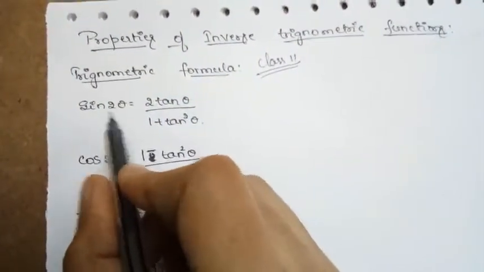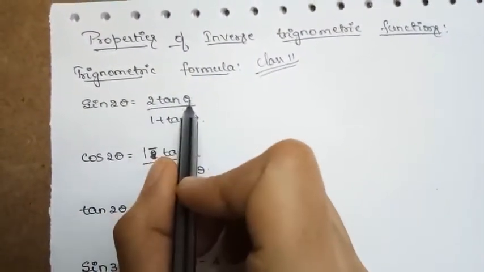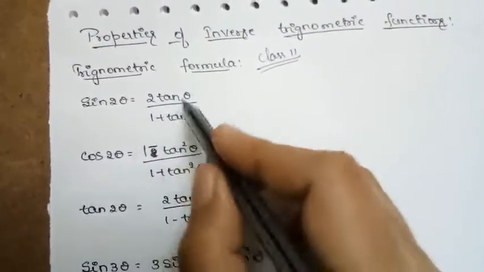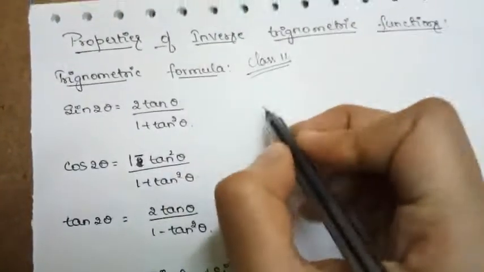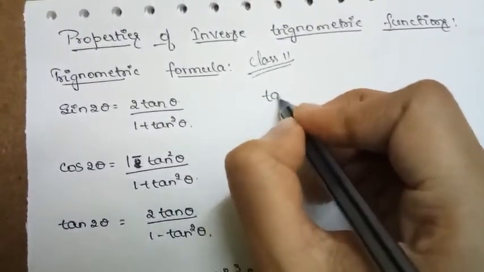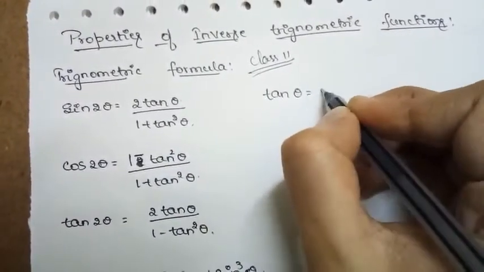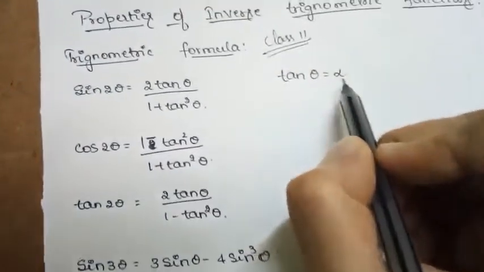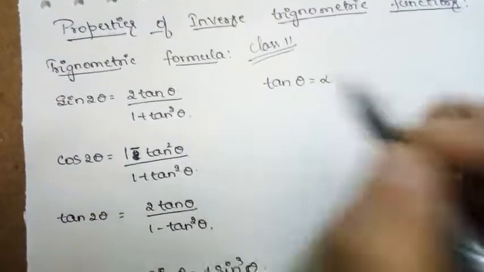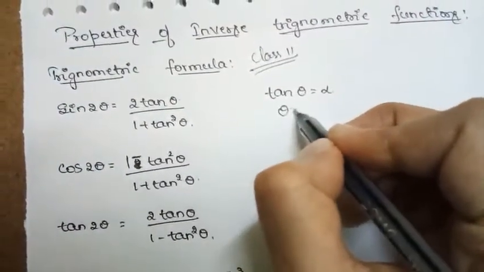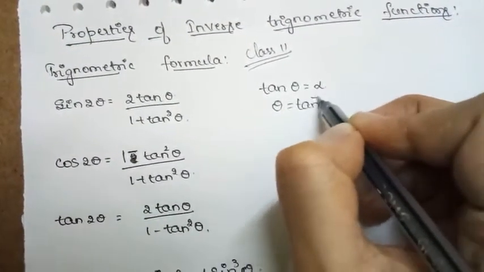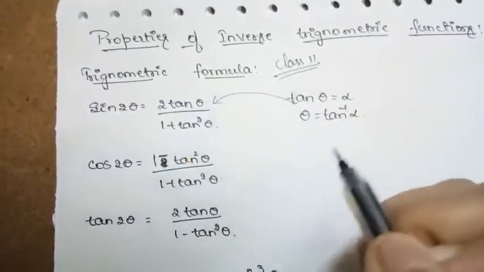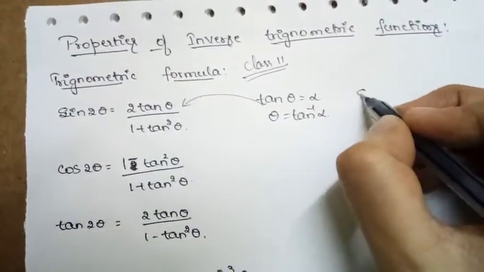We know that sin 2 theta is equal to 2 tan theta divided by 1 plus tan square theta. We all know this identity. Suppose I take tan theta is equal to x, or alpha. What happens to our theta? Theta will become tan inverse of alpha. Let us substitute that in this identity.